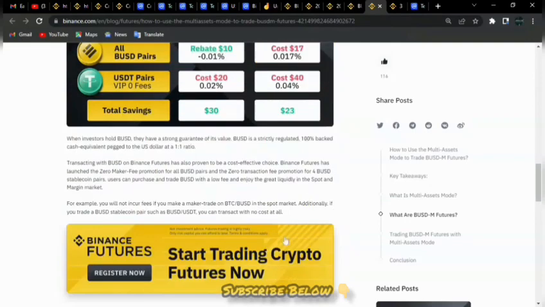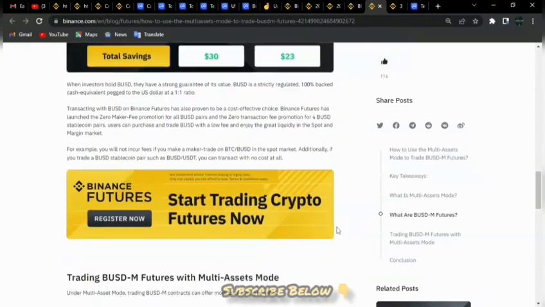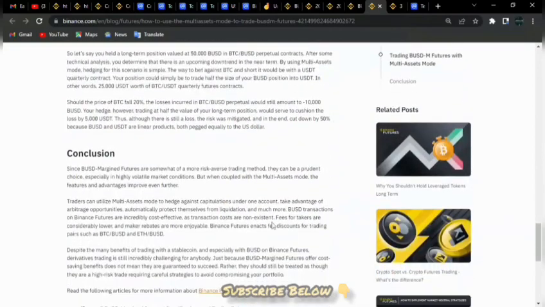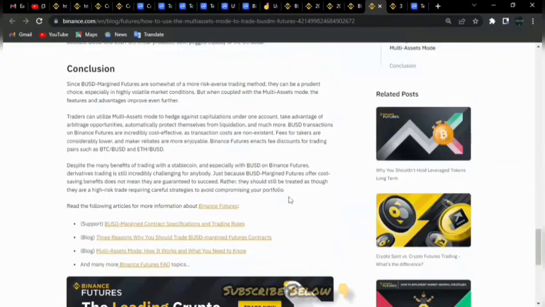Now one of the major reasons why people are in the crypto space is to save money. So while you're trading, Binance tries as much as possible to save you money in order for you to maximize your benefit and experience.